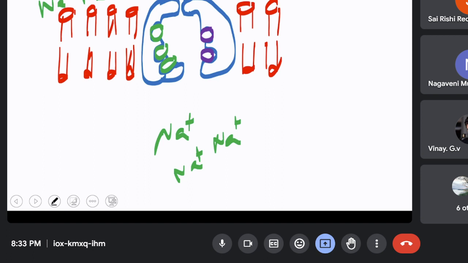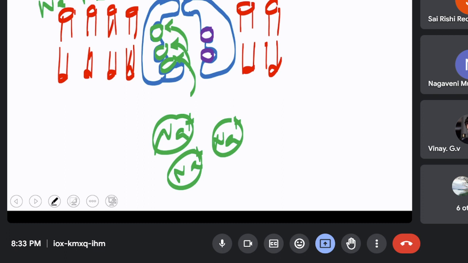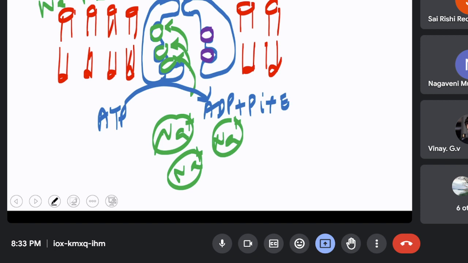Now what happens? These sodium ions go and bind to the three binding sites. After binding to the binding sites, this acts as an ATPase. Thus, it breaks down ATP and releases energy. At the same time, it forms ADP, adenosine diphosphate, and inorganic phosphate.